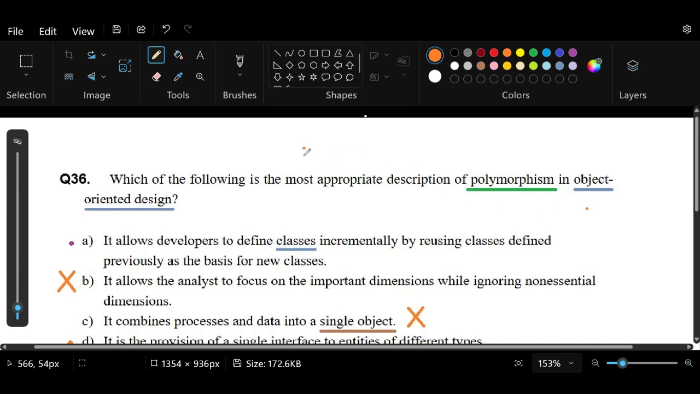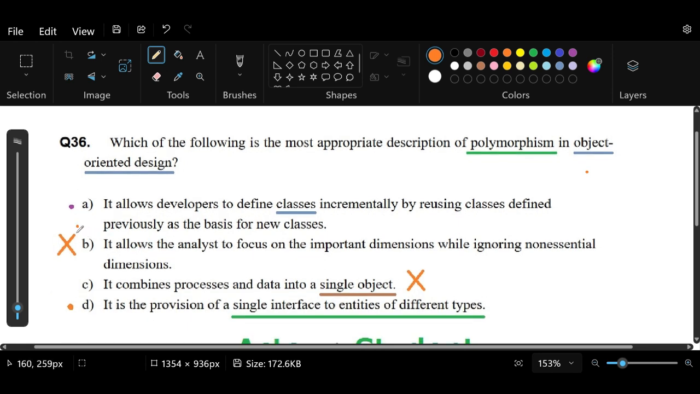Question number 36 of the PhilNITS FE morning portion of the exam. In this question, we are being asked, which of the following is the most appropriate description of polymorphism in object-oriented design? I think that this question shouldn't be too difficult, except that I ended up choosing the wrong answer according to the answer key, because the correct answer is supposed to be letter D.